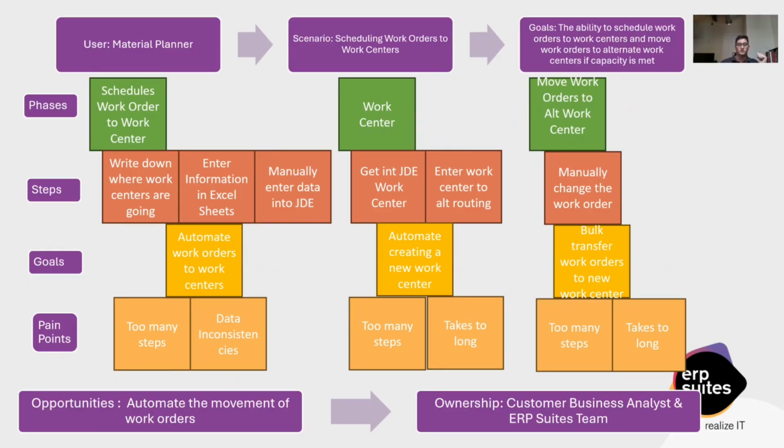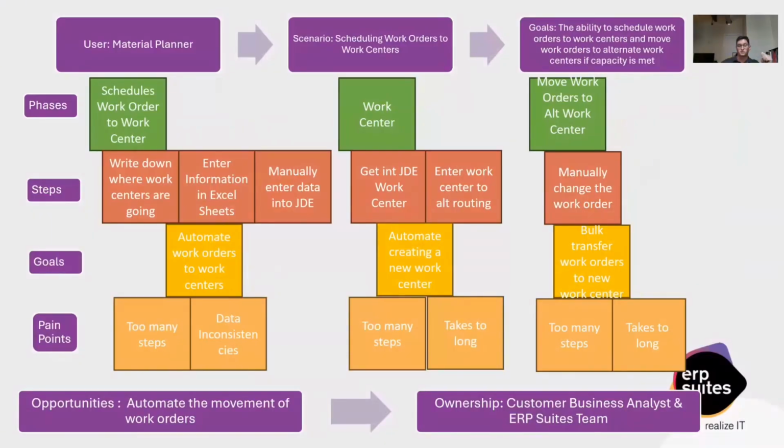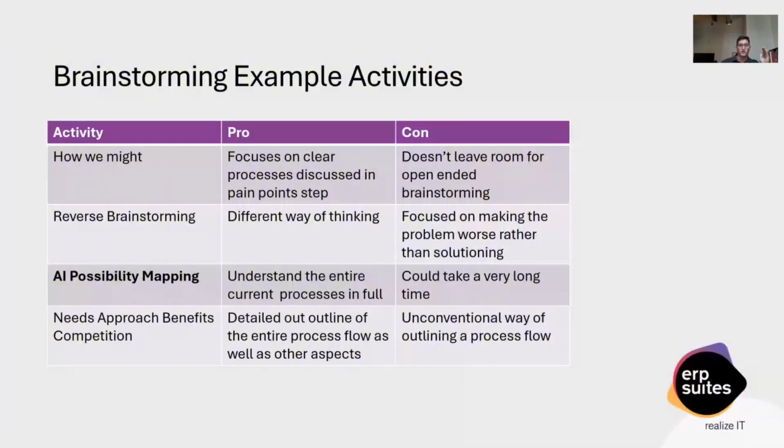So if we move on here to brainstorm AI use cases, this would be the third step. We understand our entire process through and through. We understand the phases, the steps, the goals, right? We understand various opportunities. We want to move forward here to brainstorming of these.